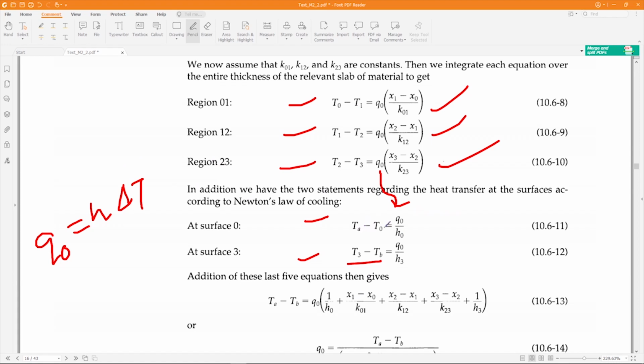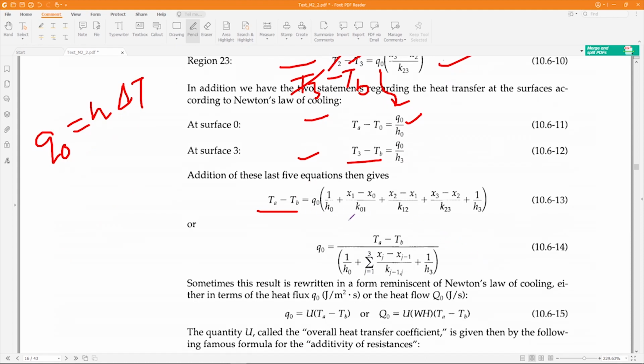Ta minus T naught, plus this. If you add this, this will cancel, right? Again, you are adding this T3 minus Tb, so T3 will cancel. Here you are adding Ta minus T0, so T0 will cancel. So you are left with only Ta minus Tb on the left hand side, right? And on the right hand side, you can simply take q0 common: q0 times 1 by h0 plus q0 times x1 minus x0 by k1, or k01, and so on, right? And if you solve it, you'll get q0 equal to this.